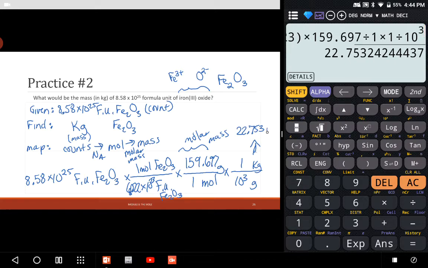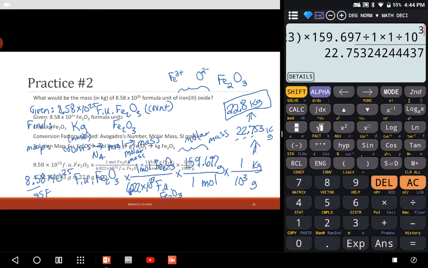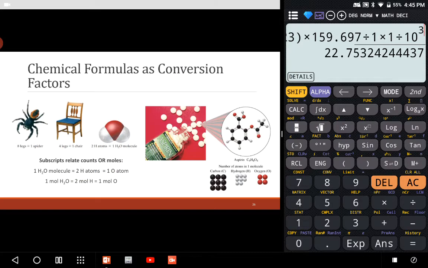And so that will be 22.753 kilograms. I need 3 sig figs. So that's 1, 2, 3 sig figs, and so that's 22.7. That 5, though, is going to round that up into an 8, so that my last digit is even. So it's 22.8 kilograms. Good, matches what's underneath.